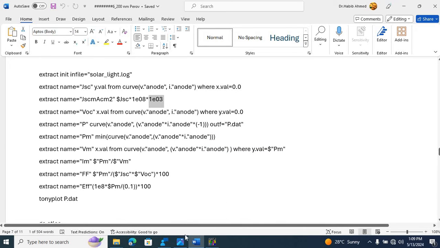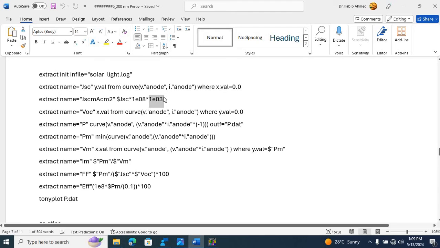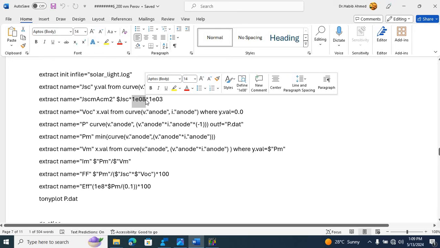So the area of this structure is 1 micrometer by 1 micrometer: 1 micrometer in the X direction and 1 micrometer in the Z direction, where the light is incident on the top surface in the XZ plane. And 1 micrometer by 1 micrometer means 10 to the power minus 4 centimeter into 10 to the power minus 4 centimeter. Take it to the numerator, it comes out to be 10 to the power of 8 per centimeter square. So this is the area of the device, and this is the current density in amps. Multiplied with 10 to the power of 3, it comes out to be milliamps per centimeter square.